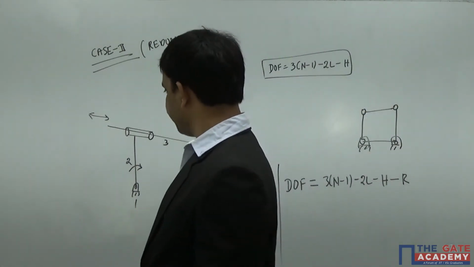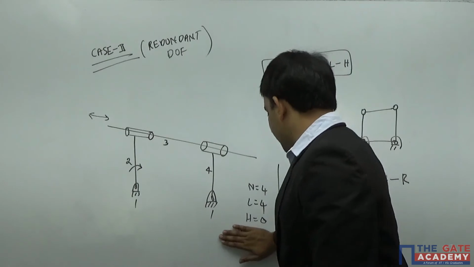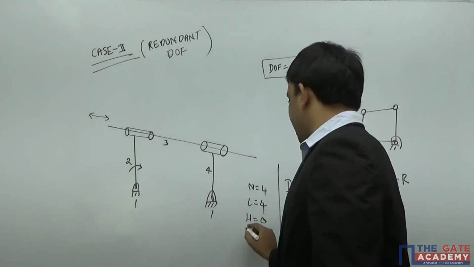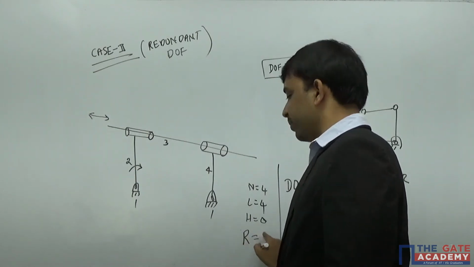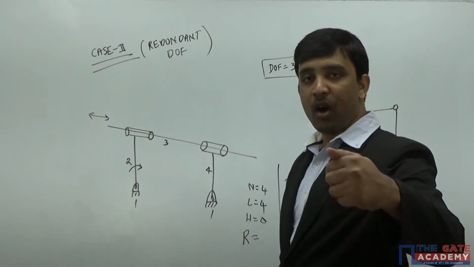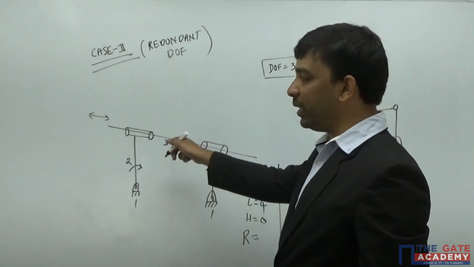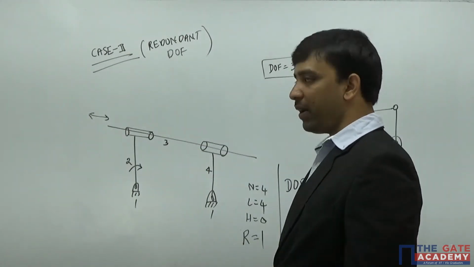So here, if you look at this case, the number of links is 4, the number of lower pairs is 4, the number of higher pairs is 0, and the number of links having a redundant degree of freedom. Redundant degree of freedom in the sense of how many links you can move without giving any motion to other links of the mechanism. Here only one link I can move, so I can say only one link is having a redundant degree of freedom.